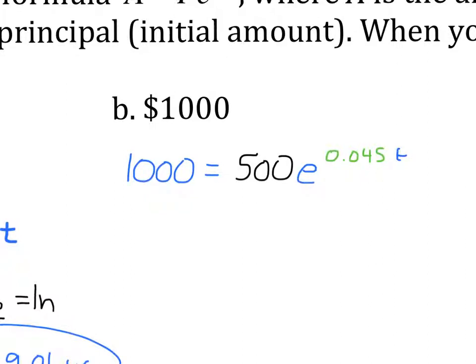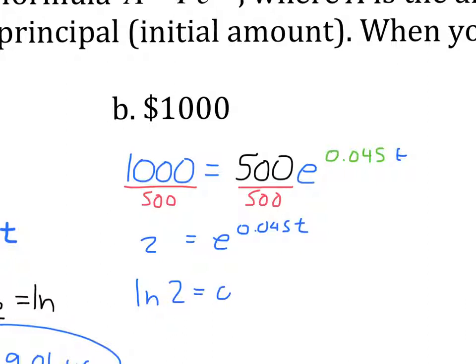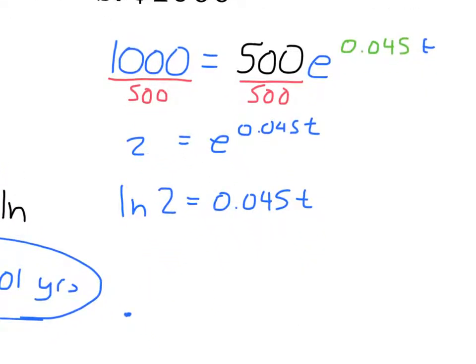What do you plug in? So now we divide by 500. Yeah, I did that, but now what do I plug in? To 2 equals e to the 0.045t. Now when I rewrite it, I say natural log of 2 is equal to 0.045t. Now with your calculator, you plug in a 2 and hit the natural log button.